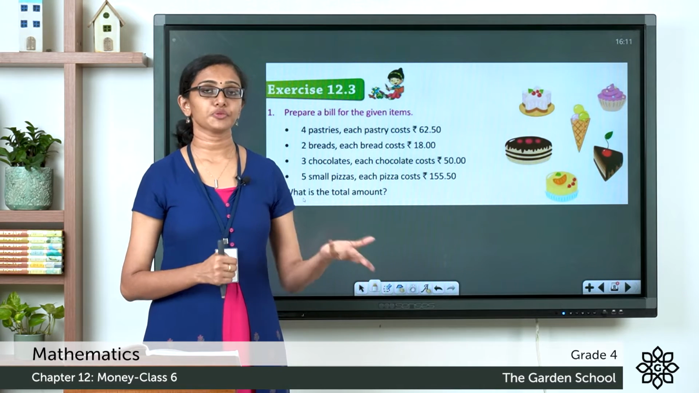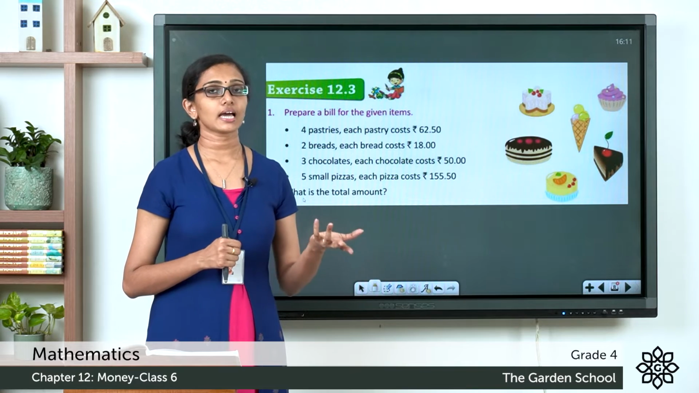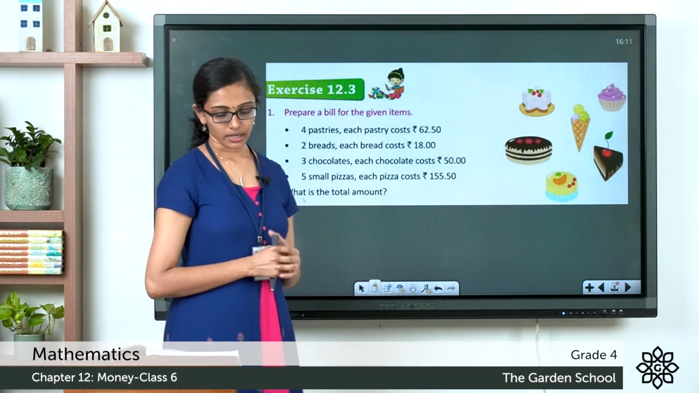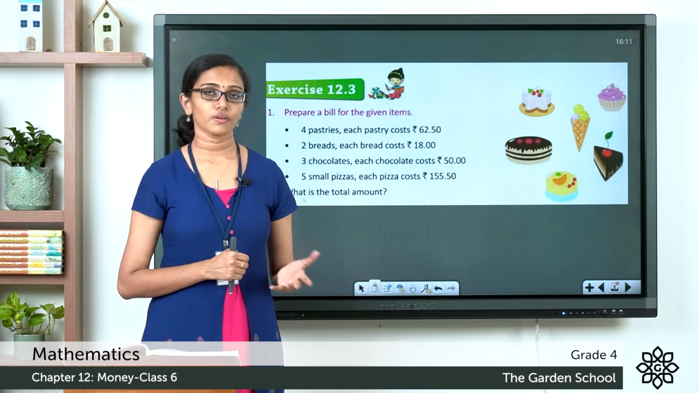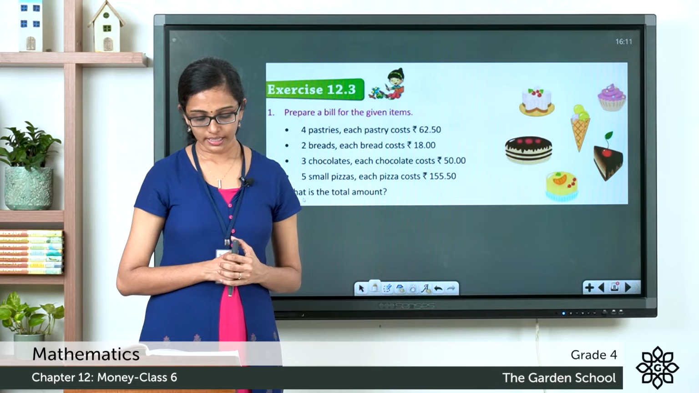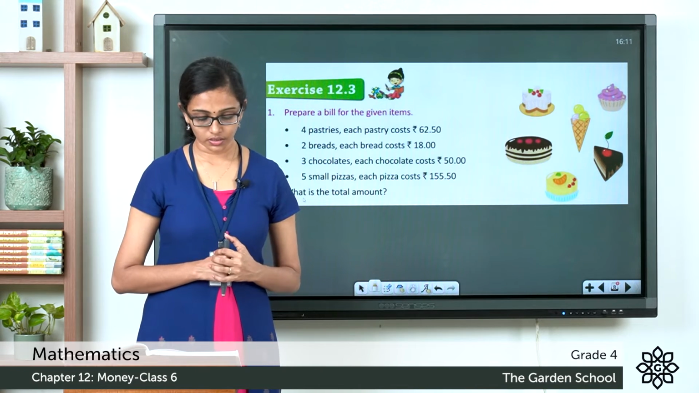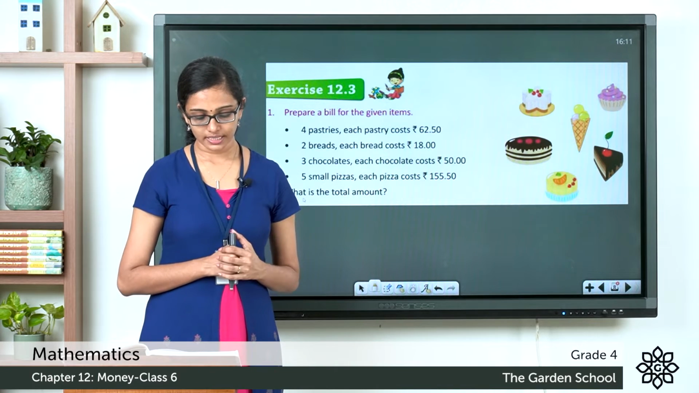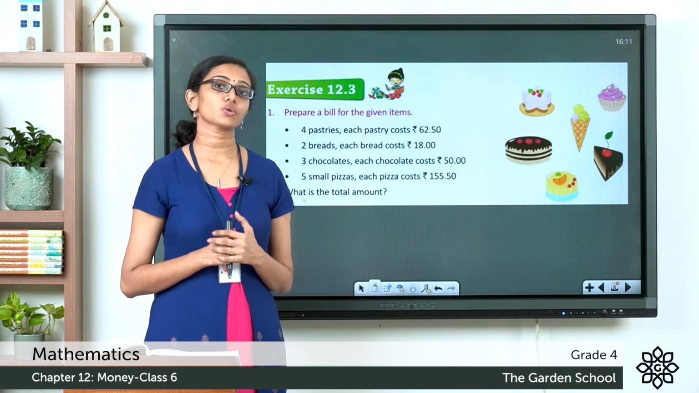So now let's learn how to prepare a bill given the names, the quantities and the prices of a few items. The first one, 4 pastries, each pastry costs 62 rupee 50 paise. 2 breads, each bread costs 18 rupee. 3 chocolates, each chocolate costs 50 rupee. 5 small pizzas, each pizza costs 155 rupee 50 paise. What is the total amount?